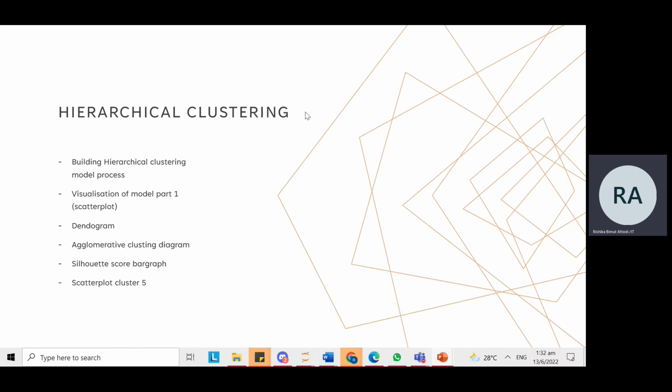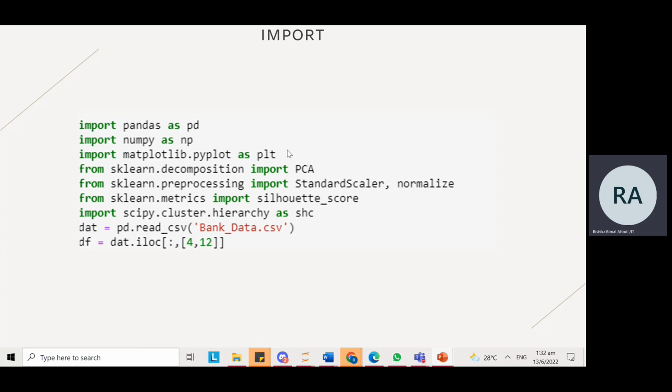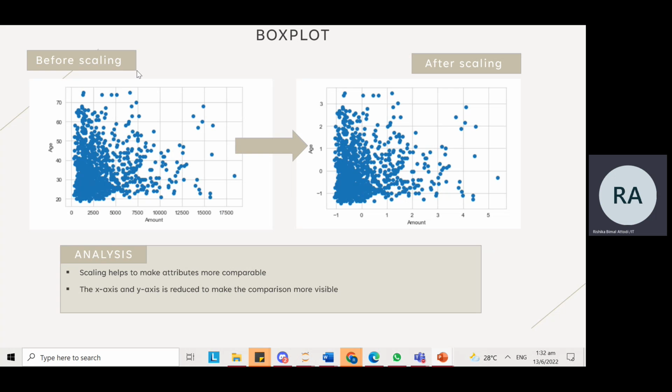There is hierarchical clustering, where I imported this. Then there's the box plot, before scaling and after scaling. Scaling actually helps to make attributes more comparable. As you notice here, my y-axis and x-axis are reduced to make the comparison more visible for me.